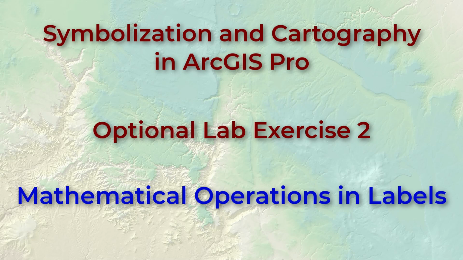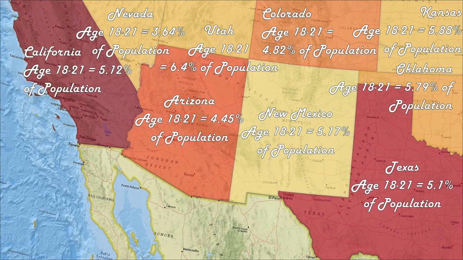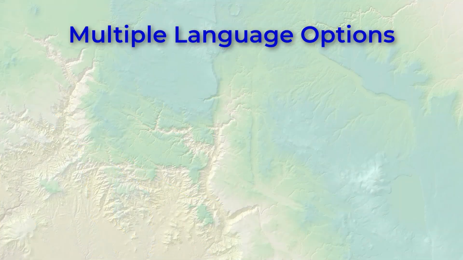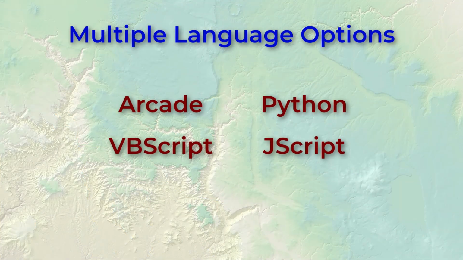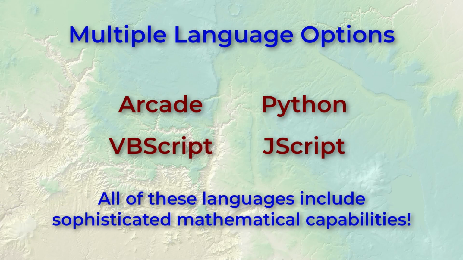Cartography in ArcGIS. In this short exercise, we're going to see how we can perform mathematical operations in our labels. In other words, we can actually calculate something based on multiple attribute fields and have the label report the results of that calculation. Now, we construct labels in the Expression Builder tool. We use one of four languages, and because of this, we can take advantage of the mathematical operators in those languages to perform mathematical functions on attribute values. Then we can report the results in the label.